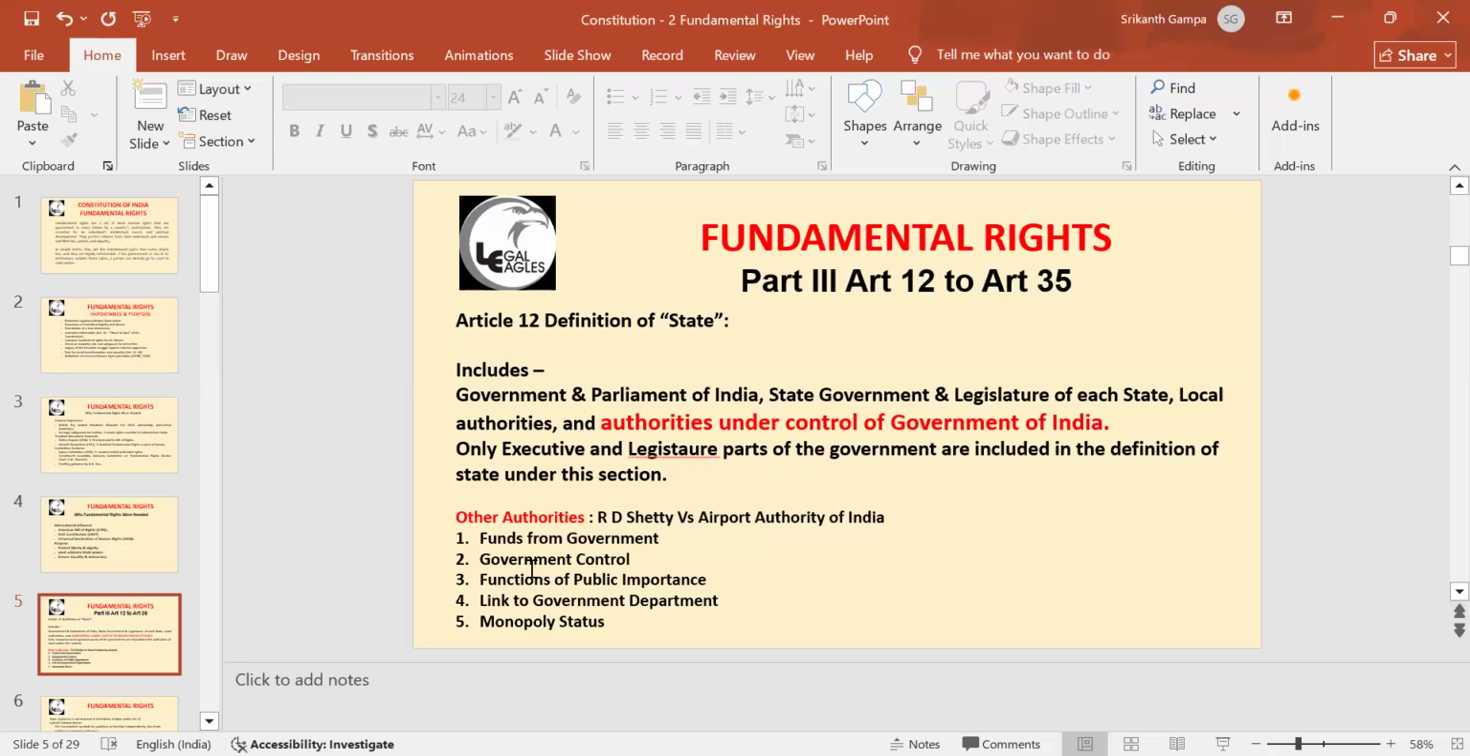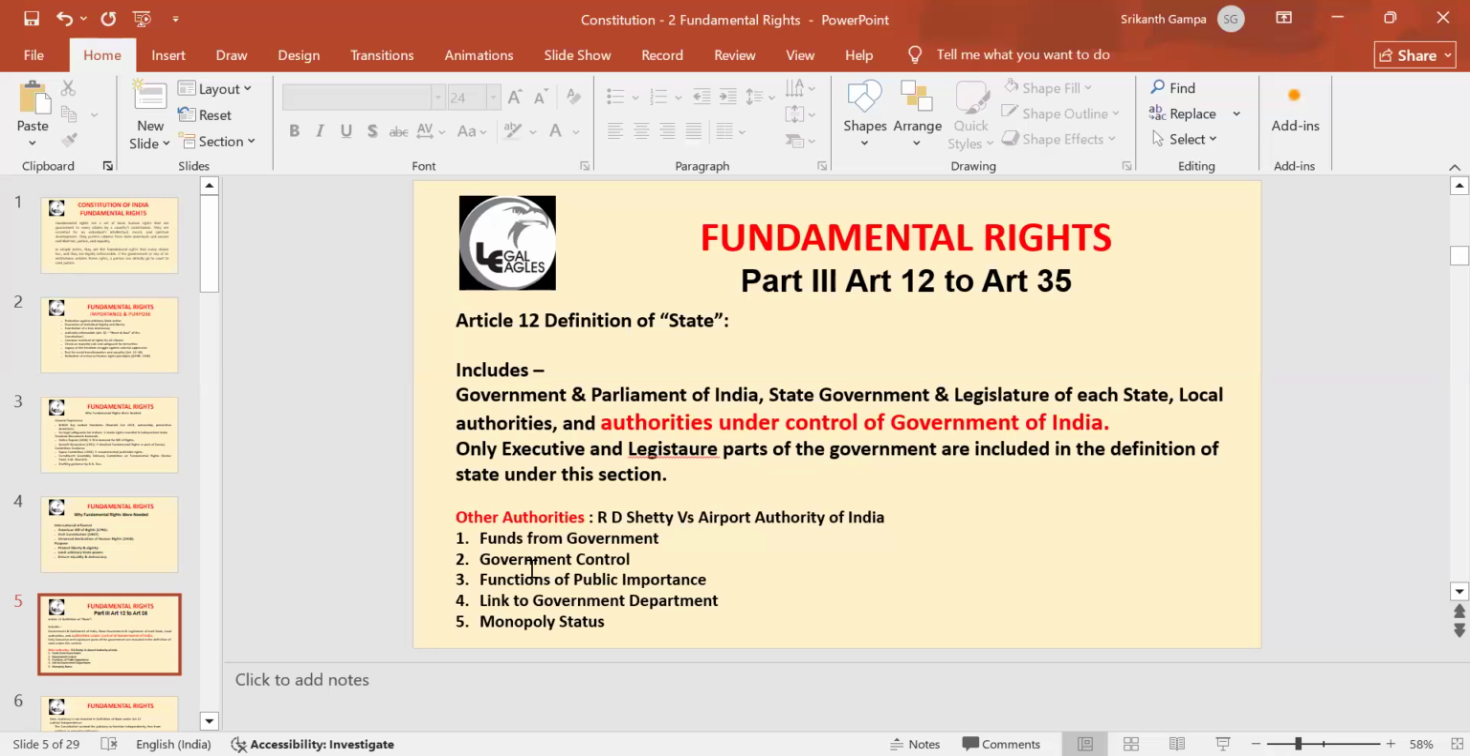Point number 5 is also there. Let us take Airport Authority of India. Some airports are controlled by private individuals, but they are of public importance. So those are also called state. Then, linked to any government department. If anything is linked to a government department, then it is also considered under state.